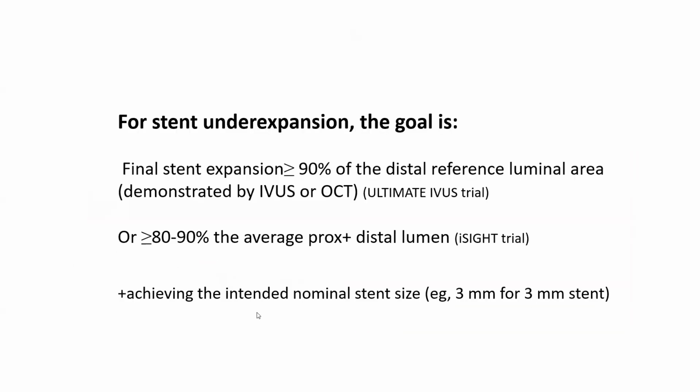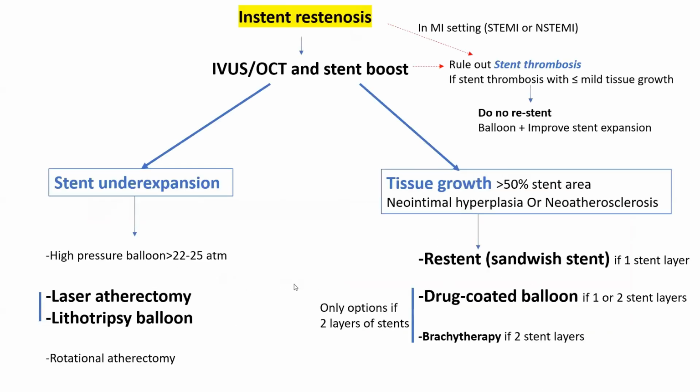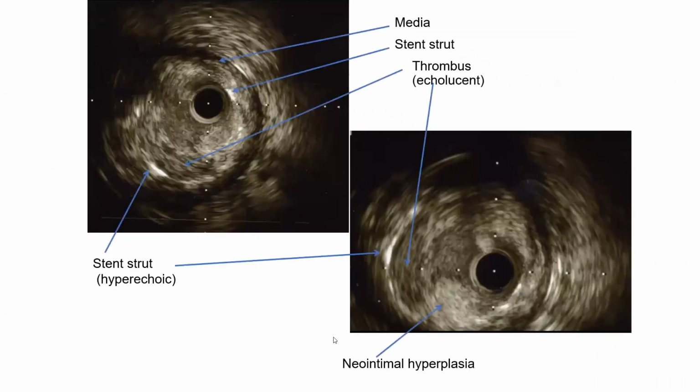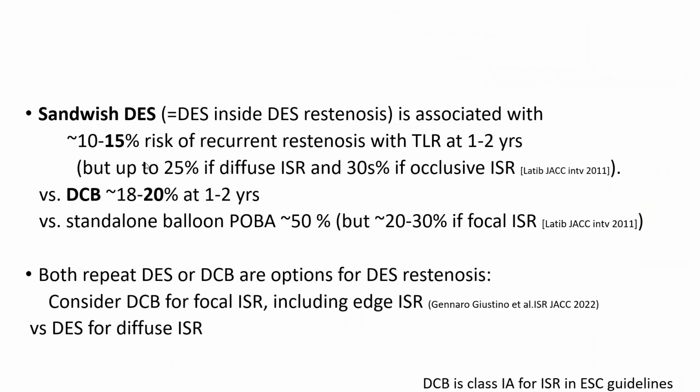Now, I want to describe some outcomes from this slide. What are the outcomes and some details of each one of those procedures? So, restenting in somebody who has DES restenosis, restenting has decent outcomes.